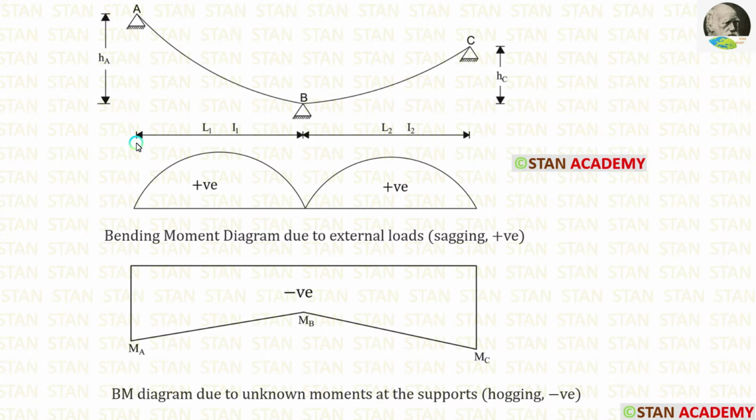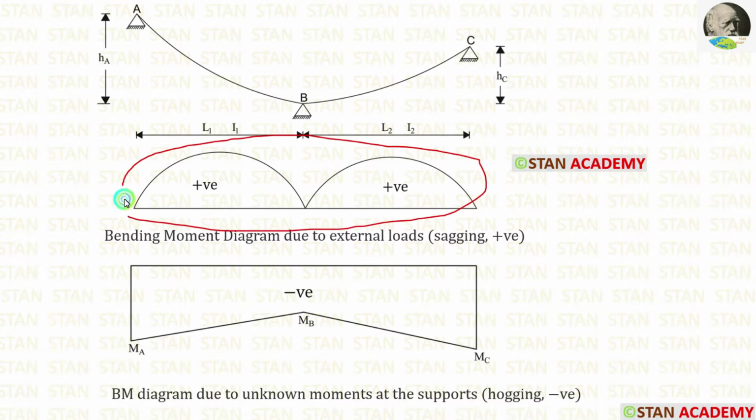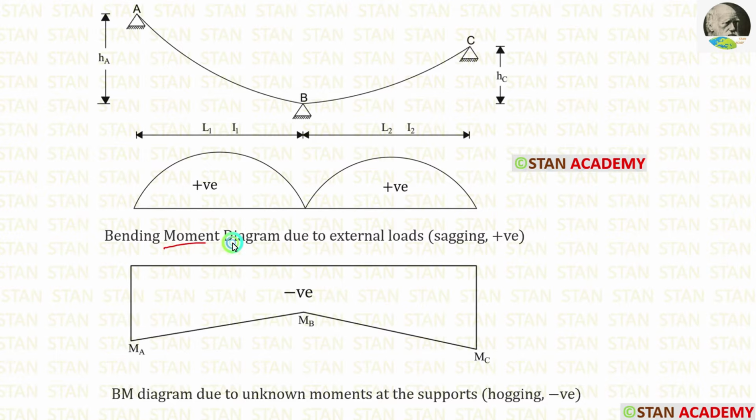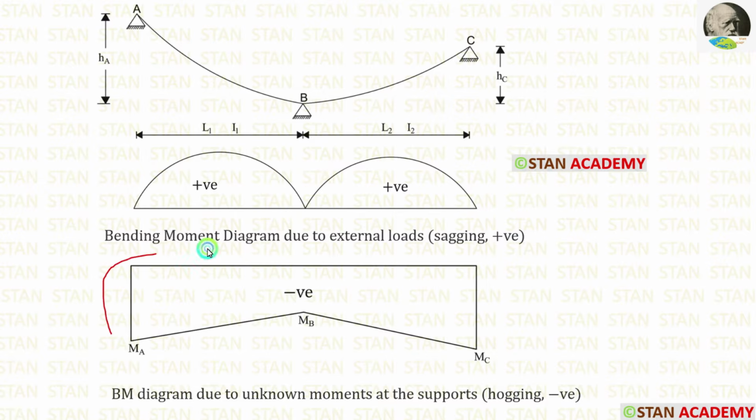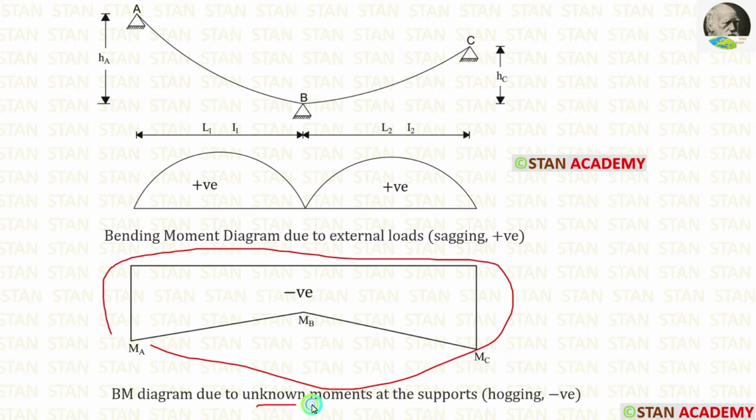In the continuous beam, let us make the bending moment diagram. This bending moment diagram is due to the external loads. It will be positive because it is sagging. When we draw the bending moment diagram due to external loads, we have to assume each span is a simply supported beam. So we have to make separate diagrams. This is for the first span and this is for the second span. This bending moment diagram is due to the unknown moments at the supports. It will be negative because it is hogging.